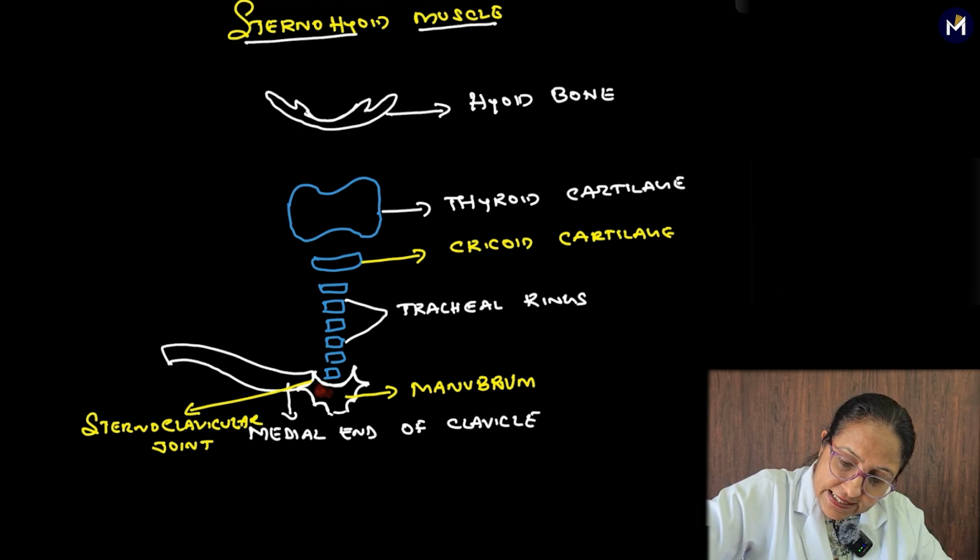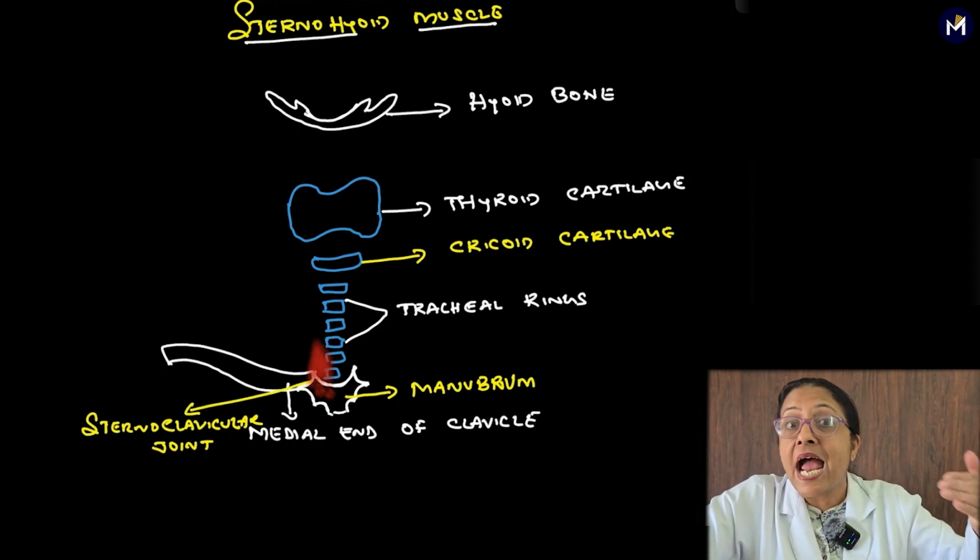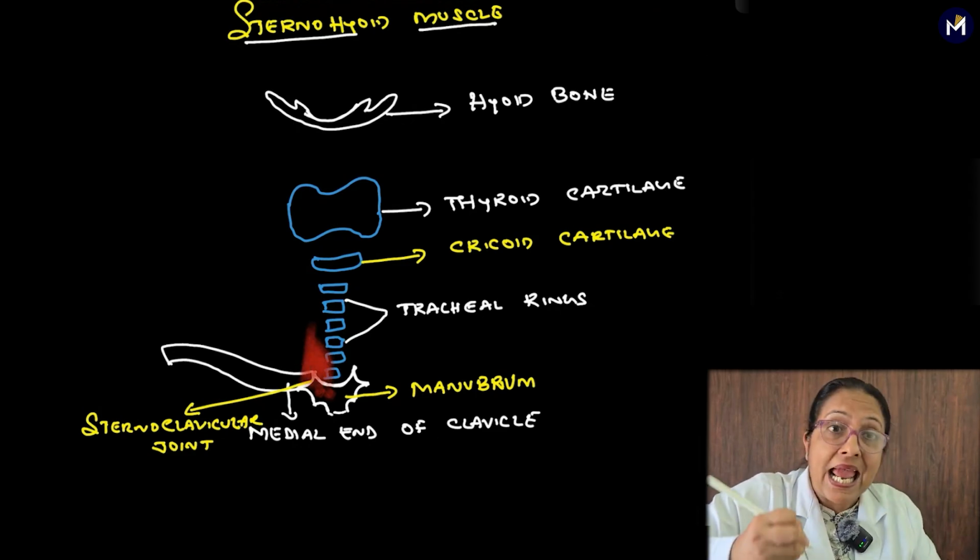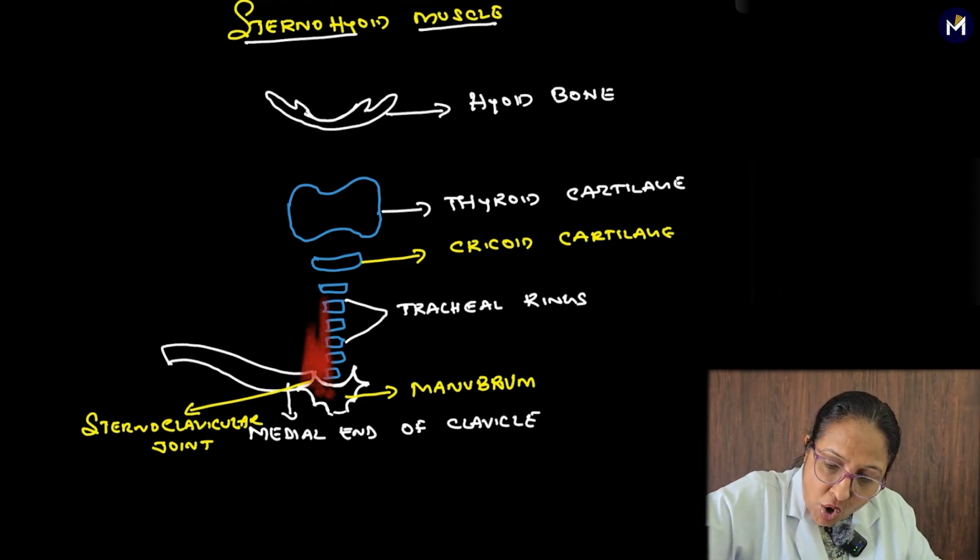So now that the structure is ready, what is the origin of sternohyoid? The name itself tells us the origin. Sterno means it takes origin from the sternum. Now, which aspect of the sternum? It takes origin from the posterior surface. So I'll use dotted lines here. From the posterior surface of manubrium, partly also from the posterior aspect of the sternoclavicular joint, and also partly from the medial end of the clavicle.